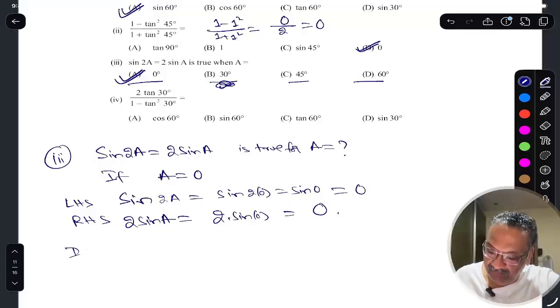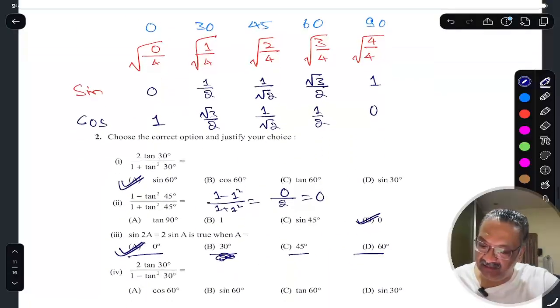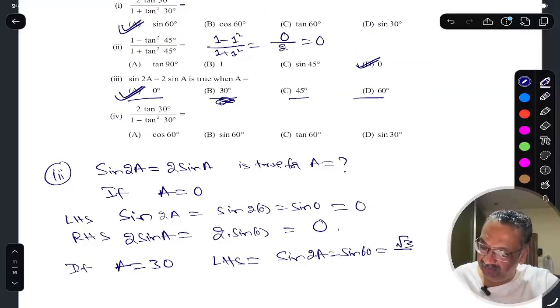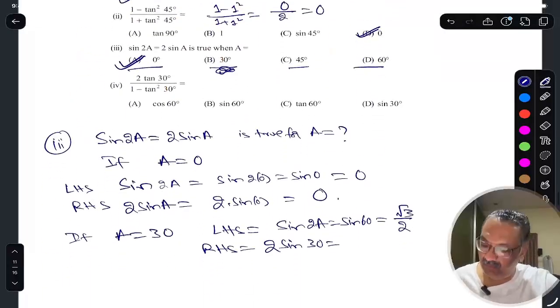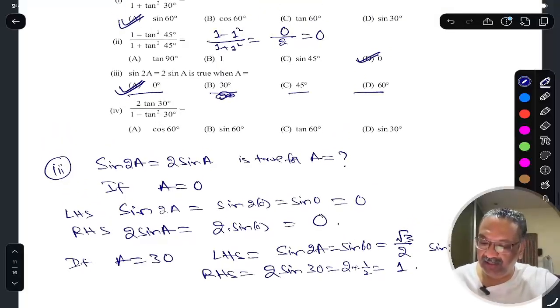Just for checking, we will try the B solution also. Okay. If A is 30, then what happens? LHS becomes sin 2A is equals to sin 60. What's the value of sin 60? Sin 60 is root 3 by 2. Similarly, RHS will be 2 sin 30 is equal to, what is sin 30? Sin 30 is 1 by 2. So 2 into 1 by 2 is equal to 1. In this case, sin 2A is not equal to 2 sin A. So we got 0 as the answer in the first one, so no point of checking for other answers. Okay.